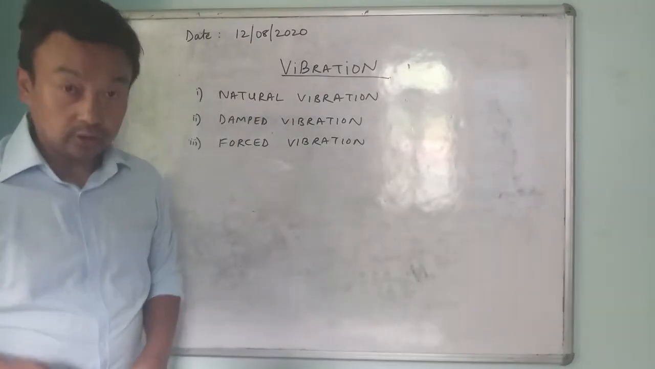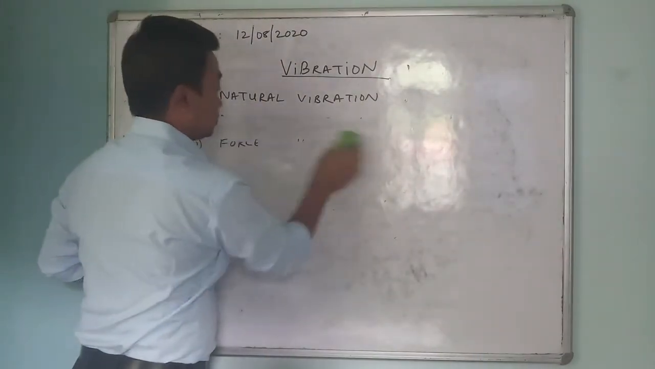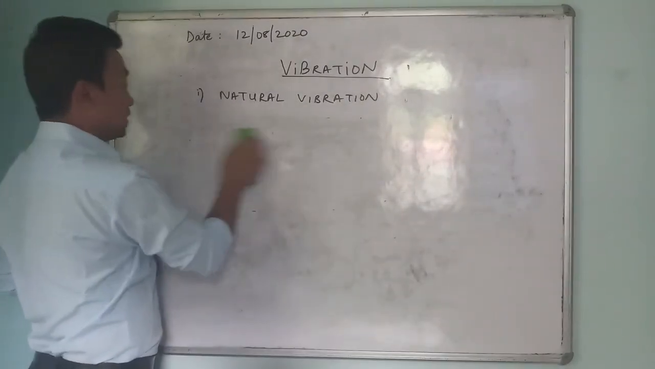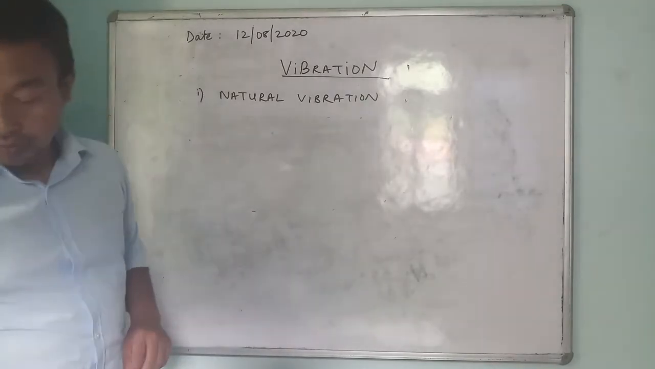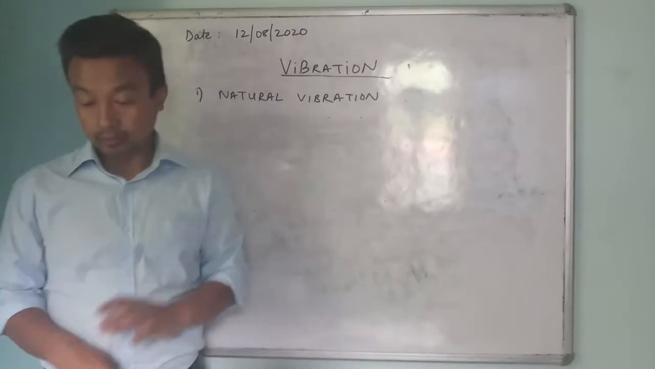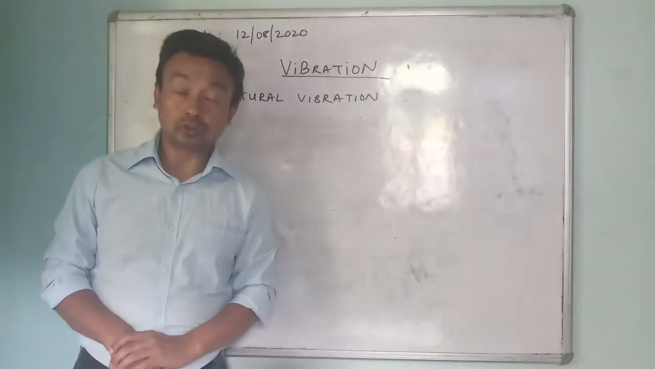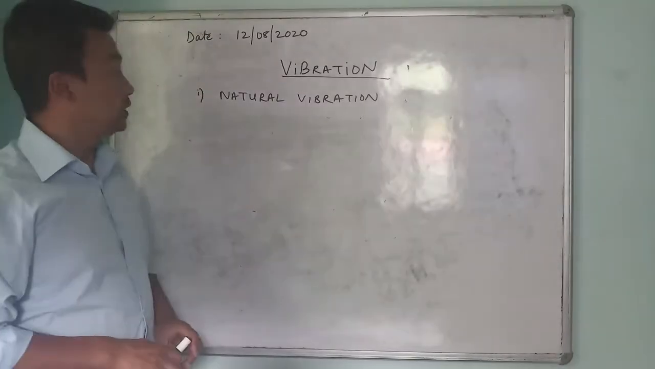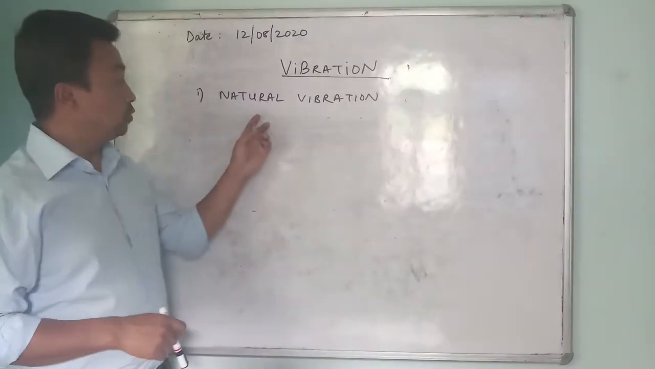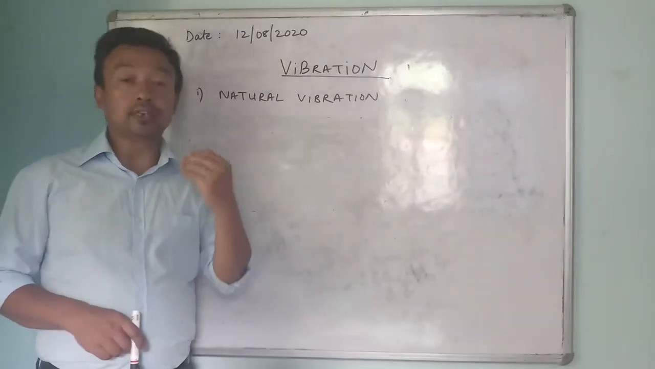What happens in the natural vibration, basically what is the natural vibration? It is the periodic vibration of a body in the absence of any external force on it. That is called the natural or free vibration. So your key point you have to keep in mind is that there is absence of external force.